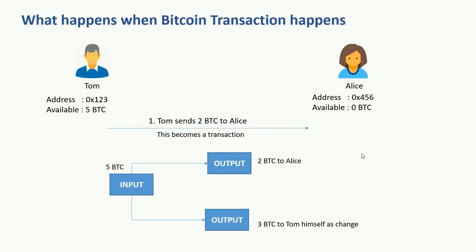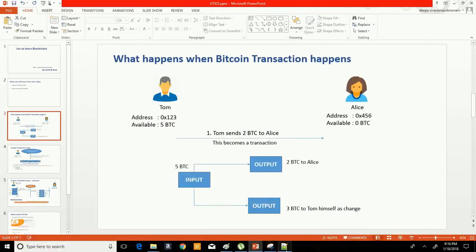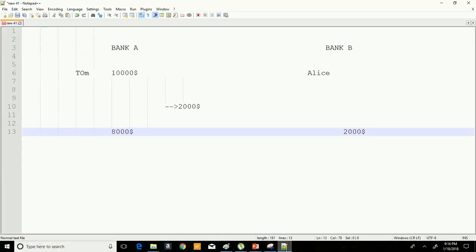First of all, before understanding what happens with a Bitcoin transaction, I'd like to explain what happens with a bank transaction. Here I've taken two banks, Bank A and Bank B. At Bank A, say Tom has an account, and at Bank B, Alice has an account. Tom has $10,000, and Alice has nothing. Tom is trying to send $2,000 to Alice.